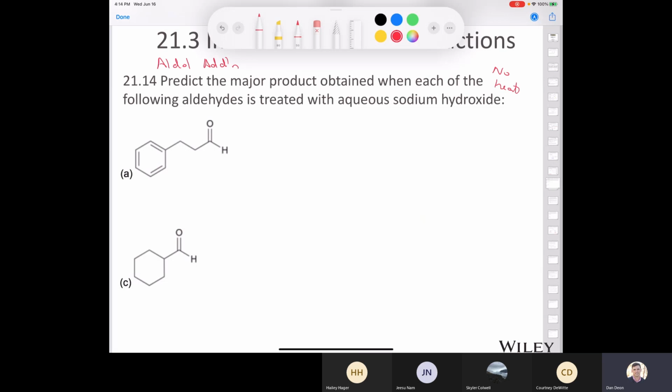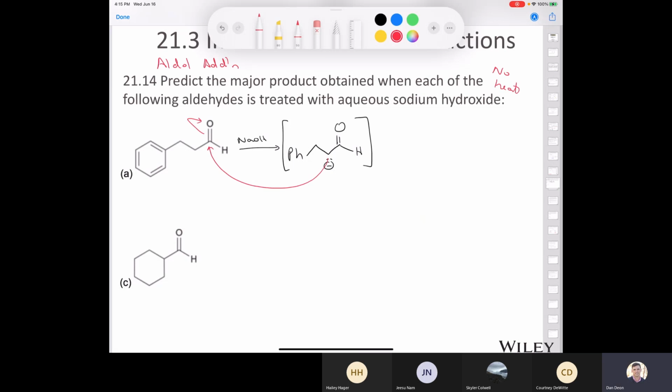So why don't we start by drawing out the enolate that would be formed when we treat this with sodium hydroxide. And remember, we're only going to get partial formation of the enolate. But I'll draw it like this. So it's going to look like that. And we have a negative charge here. Just going to put brackets around it like that. Well, this enolate is going to be able to react with this carbonyl here, okay?